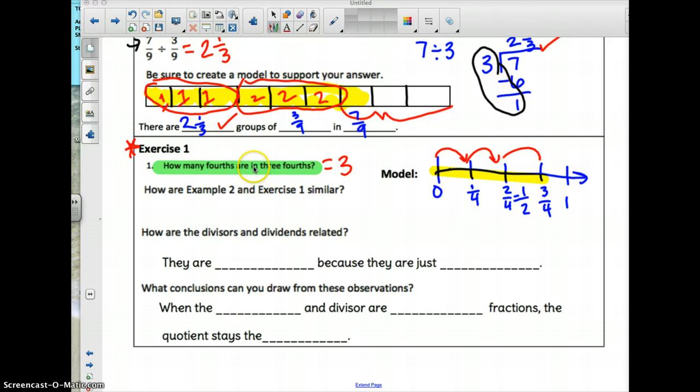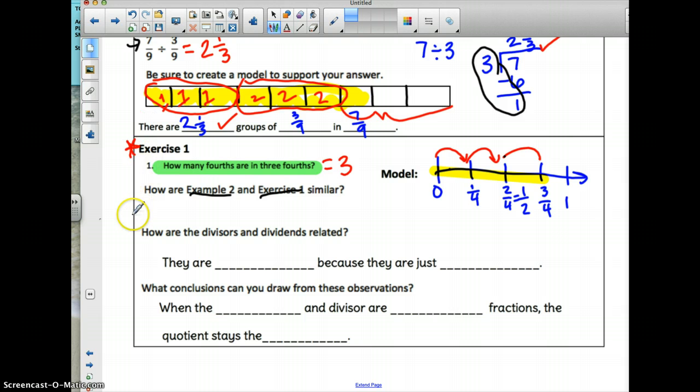So, anyways, our question was how many fourths are in 3/4? We did a model of that. We counted 1, 2, 3. So there are 3 1/4 in 3/4. So it says, how are example 2 and exercise 1 similar?